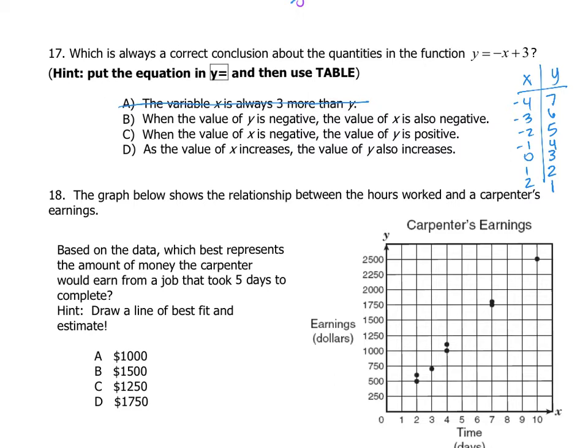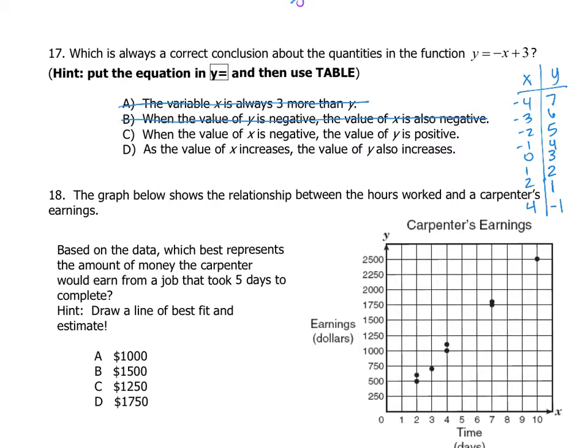B says when the value of y is negative, the value of x is also negative. Well, I guess I needed to keep going, so I'm going to give you a couple more. So at 4, it was -1. So this says when the value of y is negative, the value of x is also negative. Well, that 4, -1 disproves that.